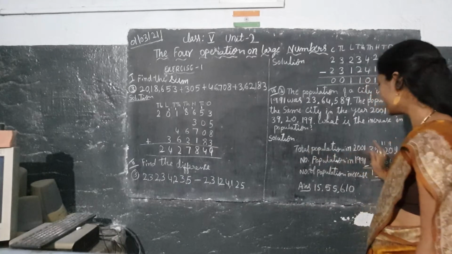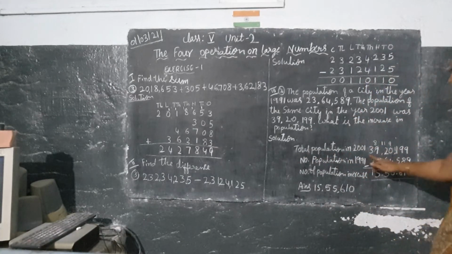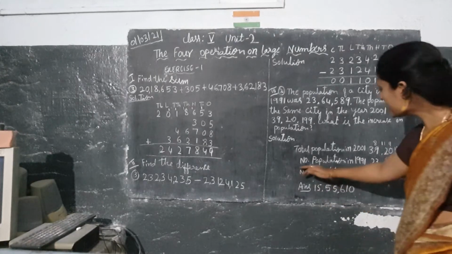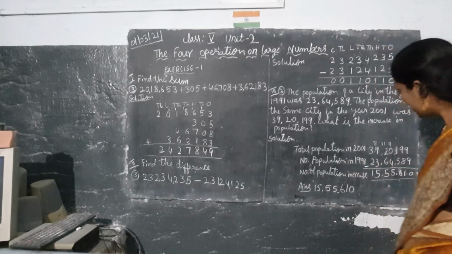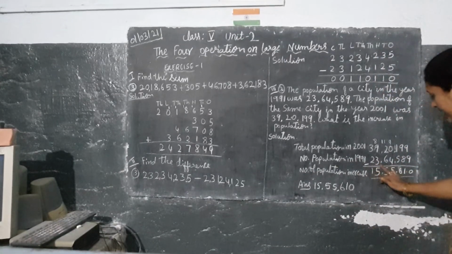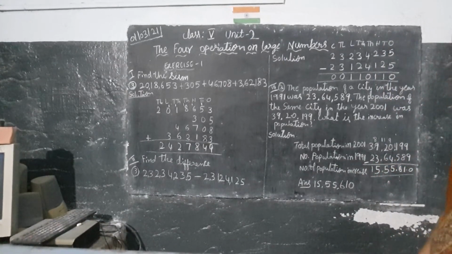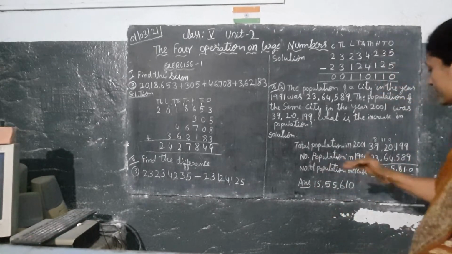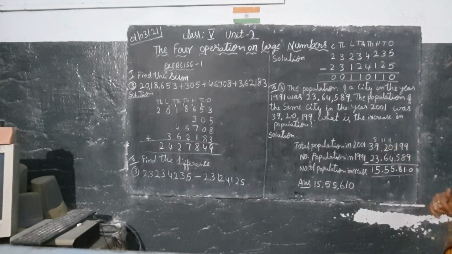Total population in 2001 how much, children? 39,20,199. That you have to write. And number of population in 1991 how much? Then 23,64,589. Now number of population increase they are asking, that you have to do subtraction, children. Okay. Now 9 minus 9, 0 you will get.